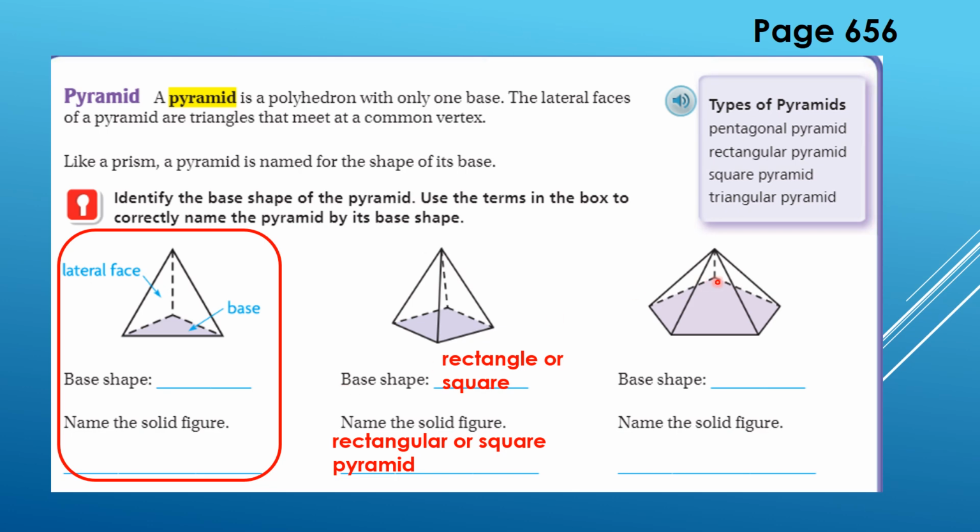Now, what about the last pyramid? Who can help me? I'm going to give you a hint. Count the sides of the base. So now you will know the polygon shape. And then you can tell the name of the pyramid. Very good. It's a pentagon. And this is a pentagonal pyramid.